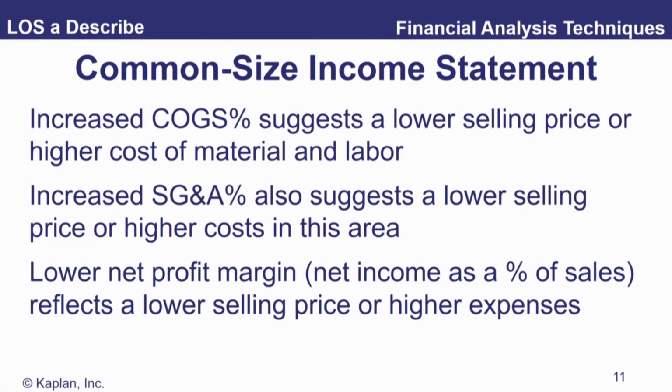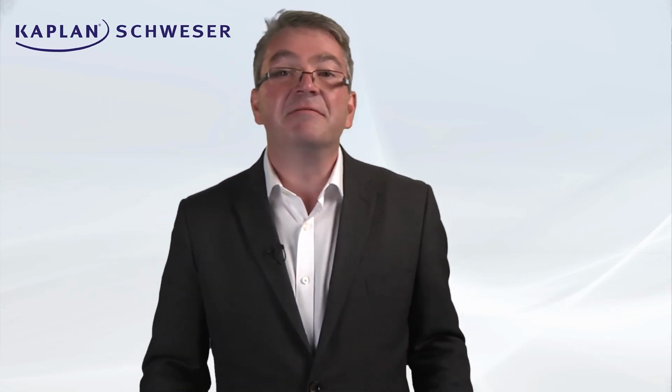When we look at our sales, general and admin, we can see that that increased over time as well. Again, this suggests either a lower selling price, and hence our revenues have declined, or increasing costs in this area. And of course, a lower profit margin, well, that lower profit margin, again, could be a lower selling price or higher expenses. And we've already seen in our example, both cost of goods sold and sales, general and admin, two large expenses in our income statement increased. So no surprise, the net profit margin fell for this company.